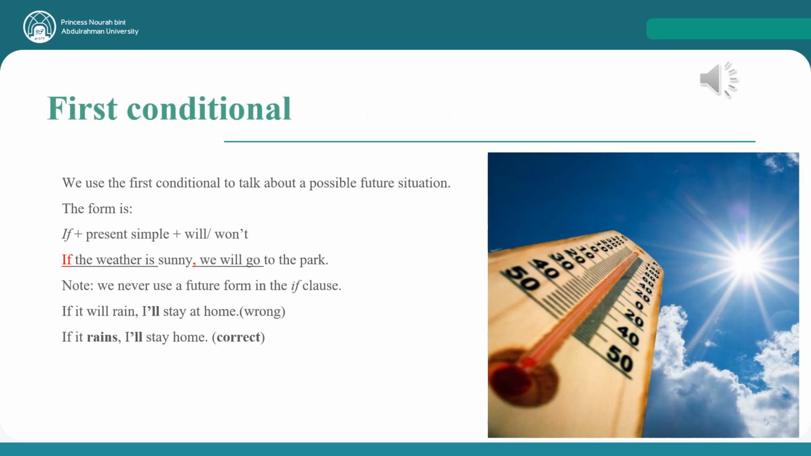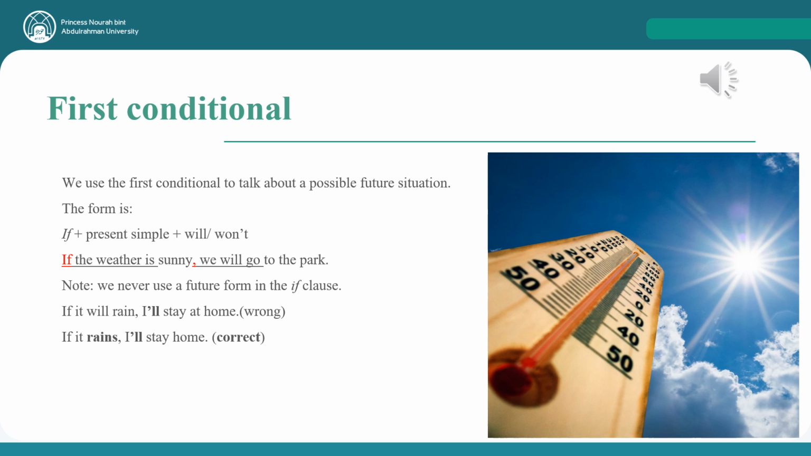Now let's learn about the first conditional. When do we use first conditional? We use the first conditional to talk about possible future situations that might or might not happen. What is the form of it? If, present simple, will, or won't. So unlike the zero conditional, we use the future tense in the second clause here.